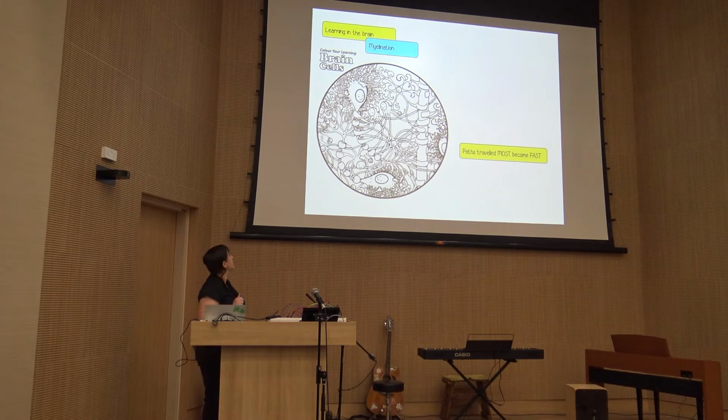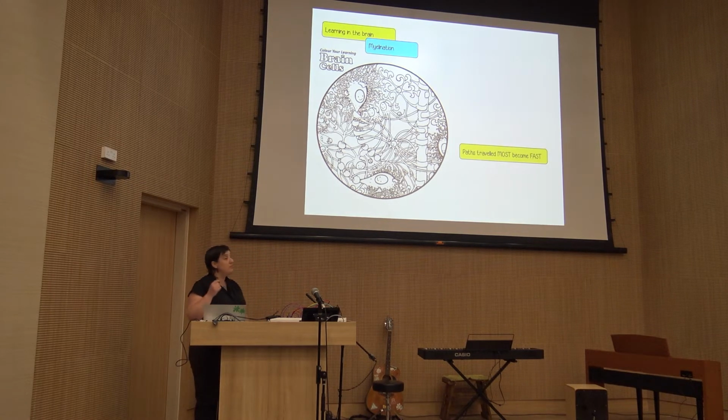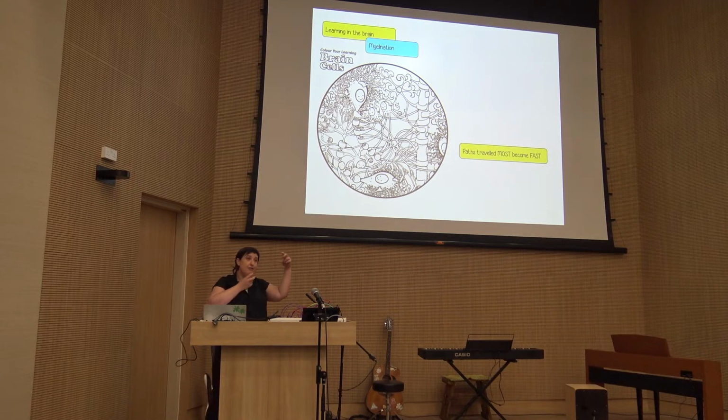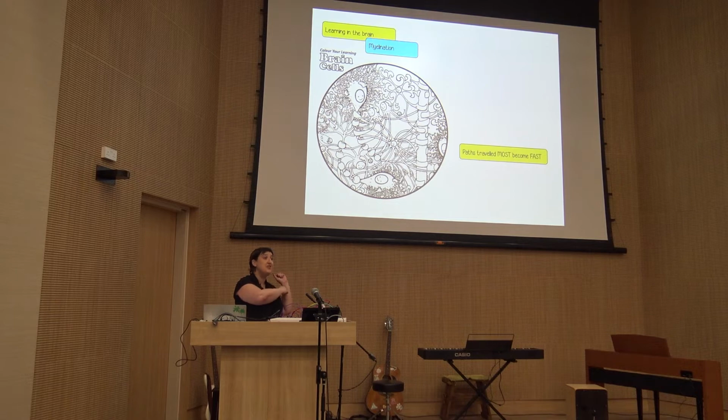The second process we've also already talked about, this is myelination, the idea that brains will build up these fatty coatings along the axons that allow them to transmit information faster.